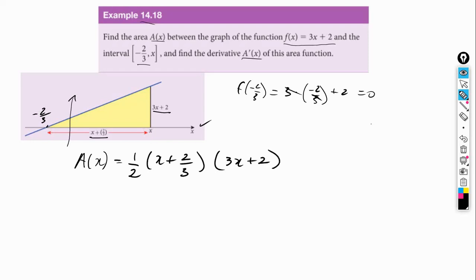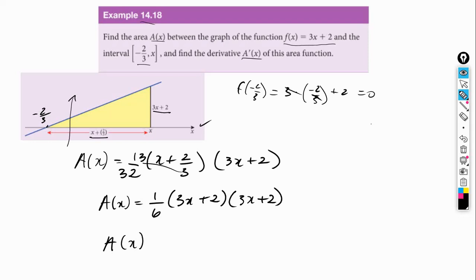So notice something here. If we multiply this by 3, I can do that if I also divide by 3 at the same time. So I'm going to get that the area is going to equal 1/6 times 3x plus 2, which would be the result of multiplying this expression by 3, and this times 3x plus 2. So we are going to get that the area is going to be 1/6 (3x plus 2) squared.